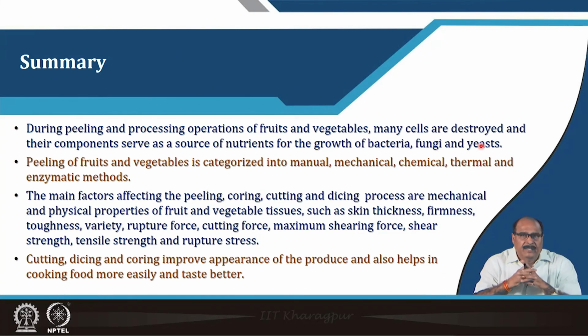So with this, now I summarize this lecture. The peeling of fruits and vegetables is an important operation. It is categorized into manual, mechanical, chemical, thermal and enzymatic methods. During peeling and processing operations of fruits and vegetables, many cells are destroyed and damaged, and their components serve as a source of nutrients for the growth of bacteria, fungi and yeast.